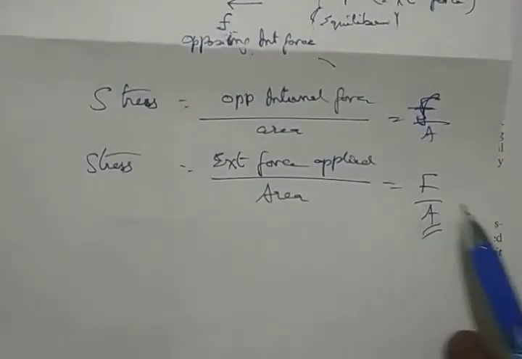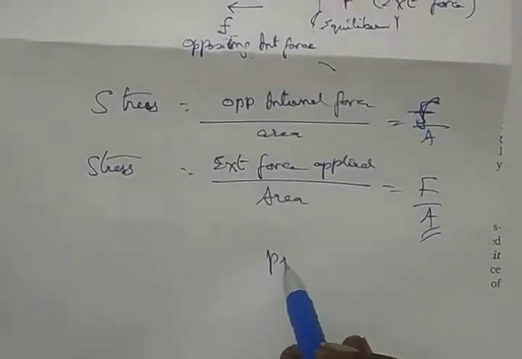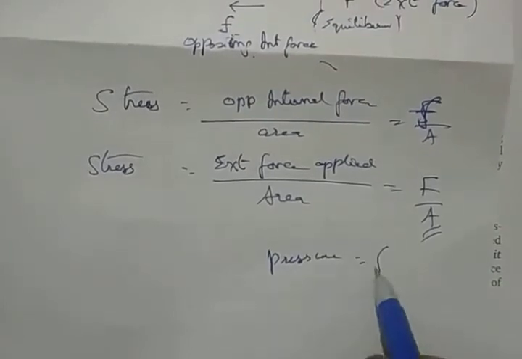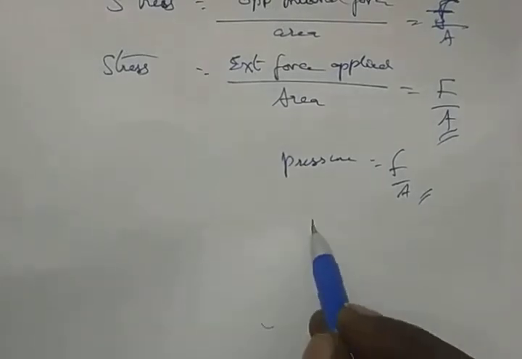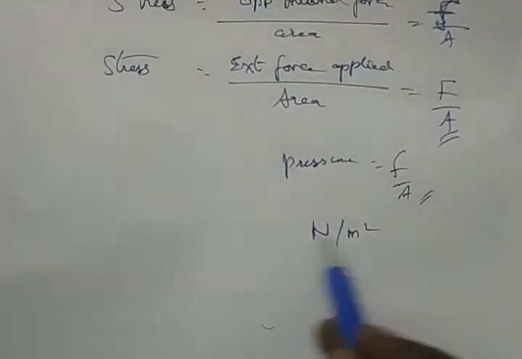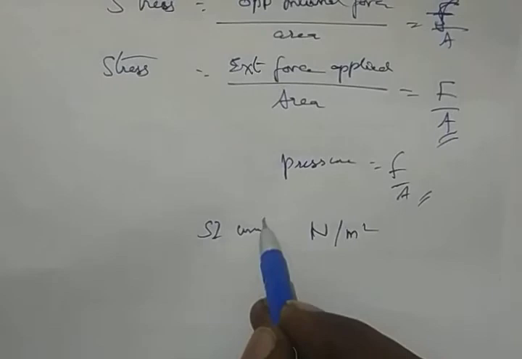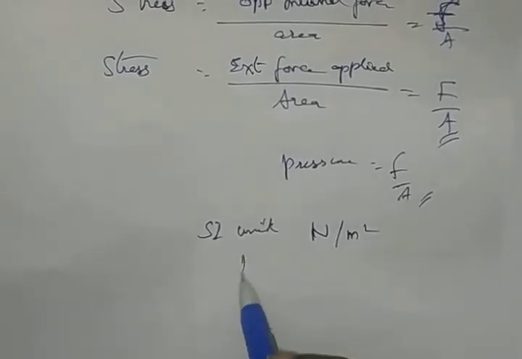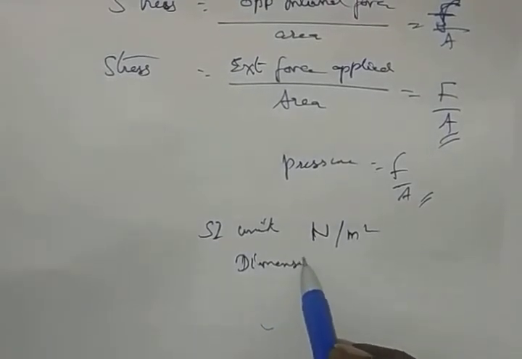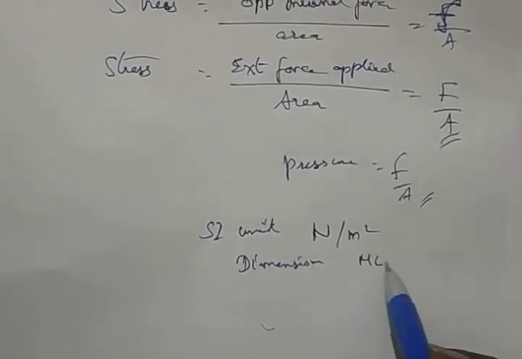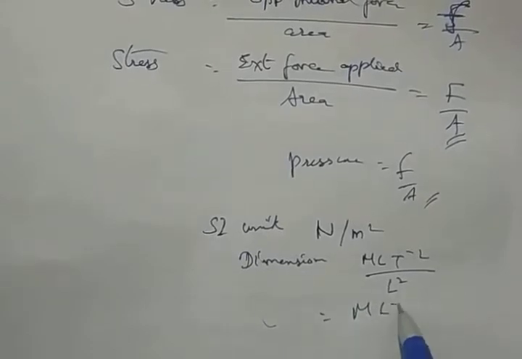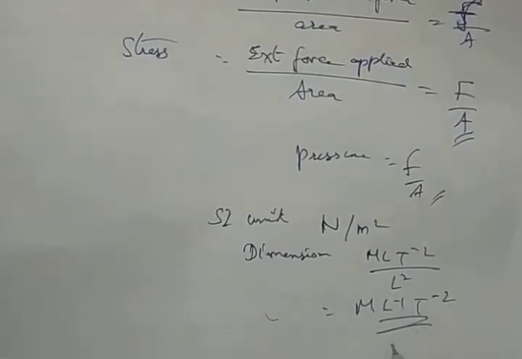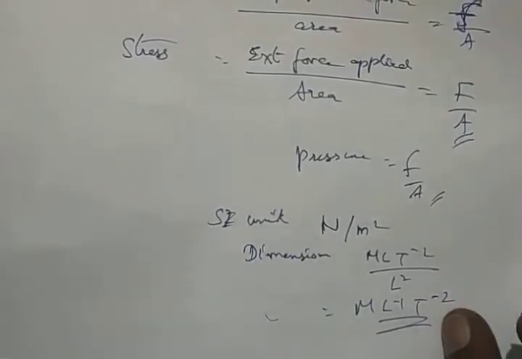Now stress is also called force per unit area. It's called pressure also. Pressure is also equal to force per area. So you can mention it that way also. The unit is Newton per meter square. Right? And then what is the dimension here? You know the dimension, MLT minus 2 upon L squared. So it's going to be M L minus 1 T minus 2. Right? Okay.